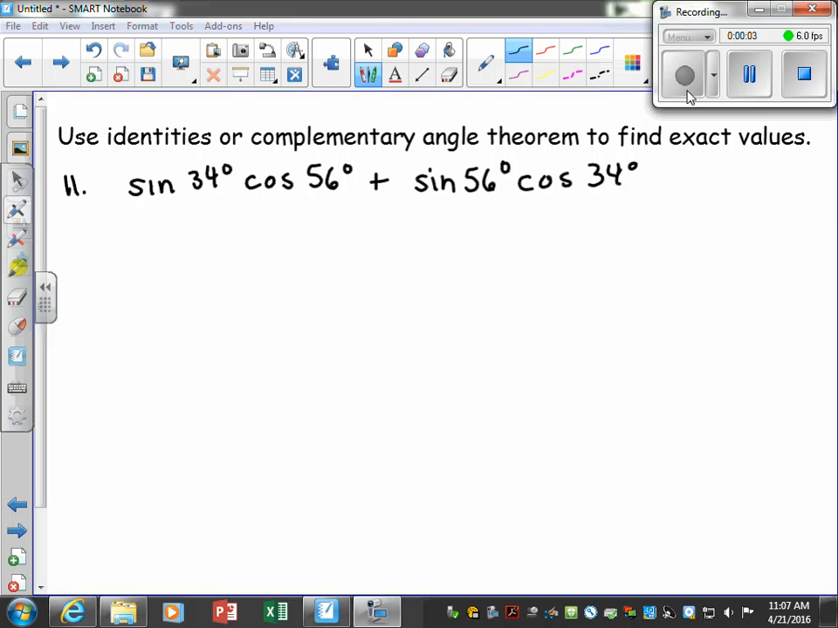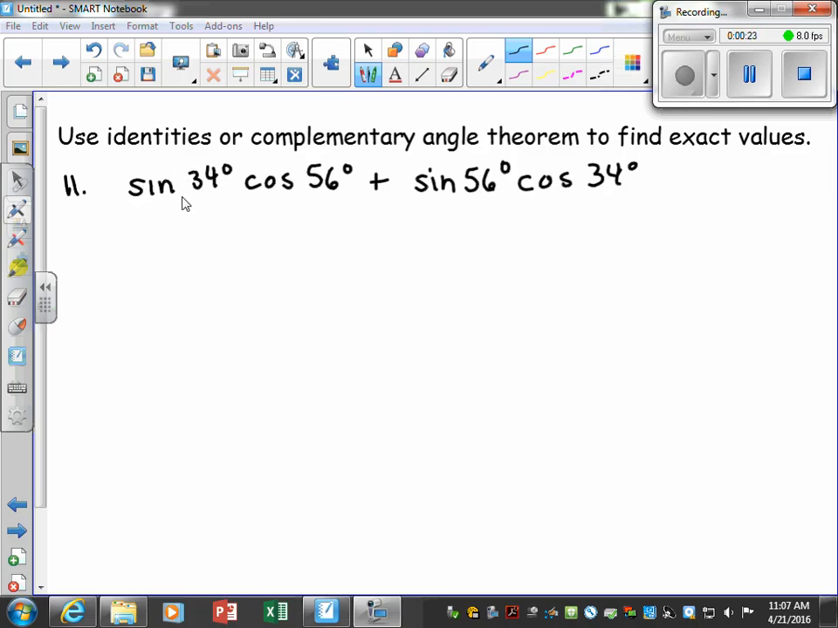Alright, let's pick up another example here. Sine of 34 degrees times cosine of 56 degrees plus sine of 56 degrees cosine of 34 degrees. Now, we have identities or we have the angle theorem, but this is just kind of a big mess, as in nowhere to start with.